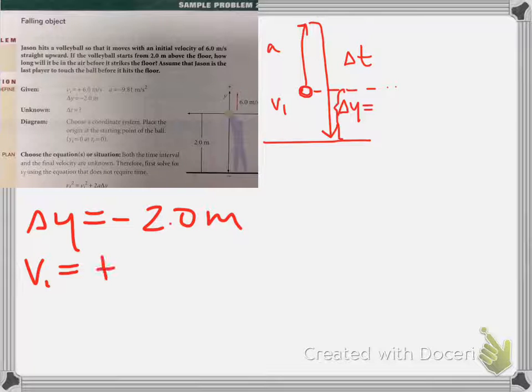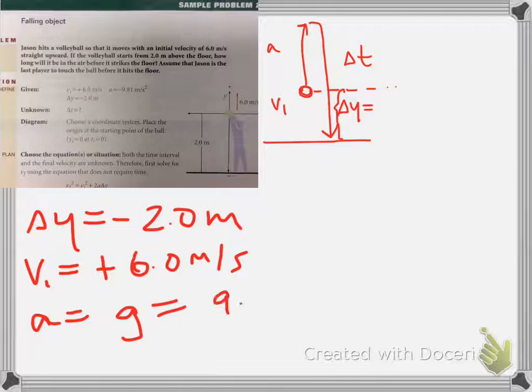VI is positive 6.0 meters per second. Acceleration, we know, is equal to g, which is equal to 9.81 meters per second squared, and I'm going to go ahead and put that in as a negative. And what we're looking for is how long the ball takes to travel upward and come back down.